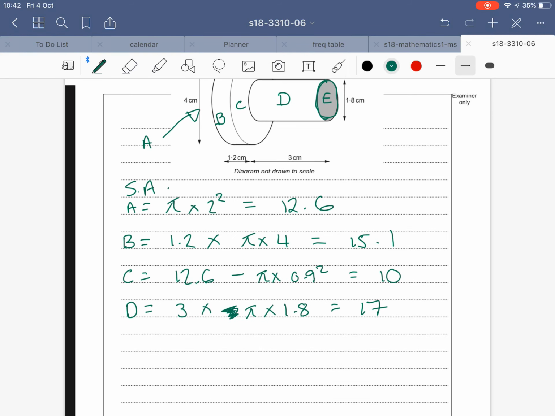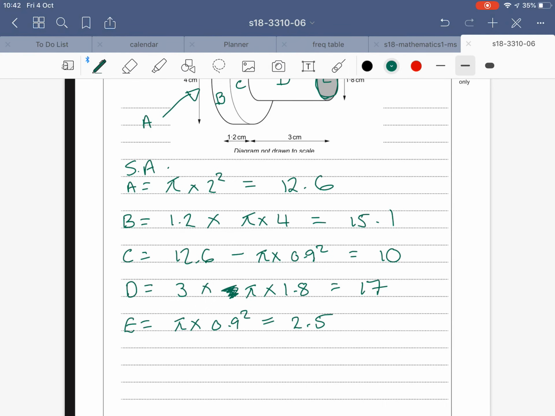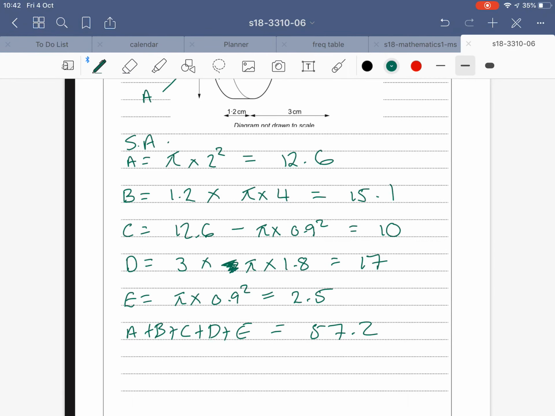17. And then for E, which we're going to remove later on, I'm not going to paint that anymore. Area of the face, pi times the radius, so 0.9 squared, which is 2.5. So we used to do all of them. We used to do A plus B plus C plus D plus E, which is 57.2. But now we're just doing A plus B plus C plus D, just those, which is 54.7.